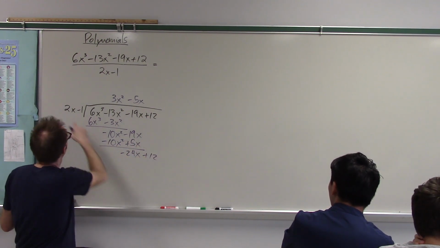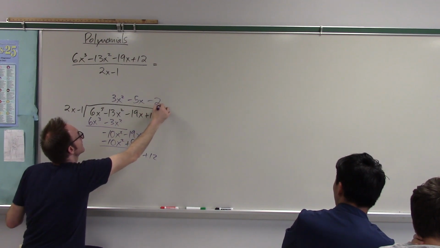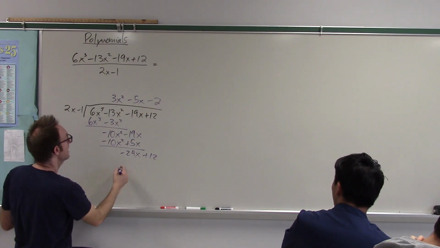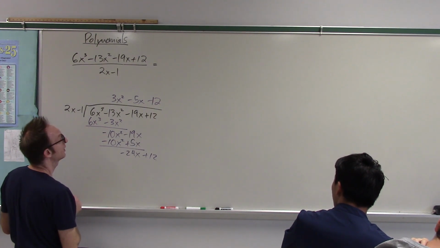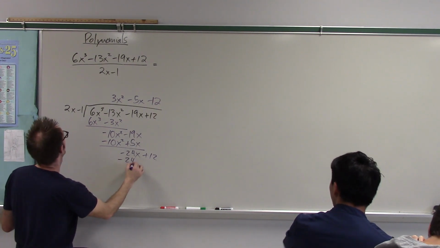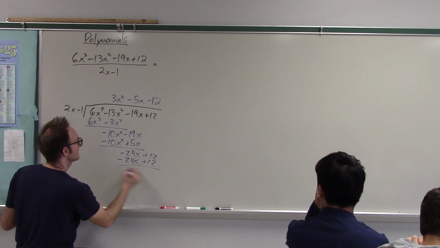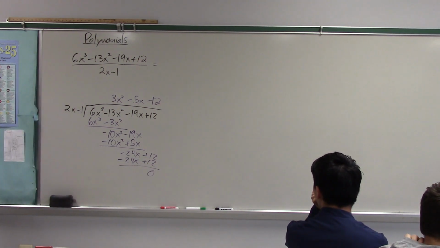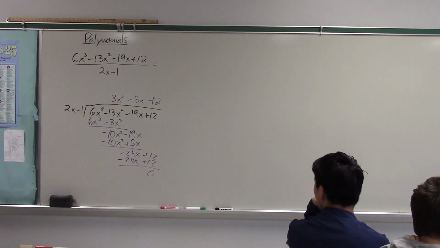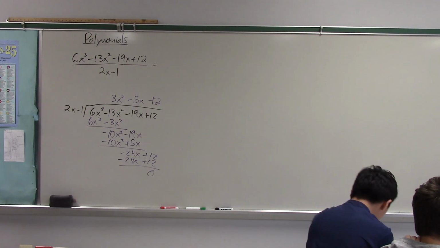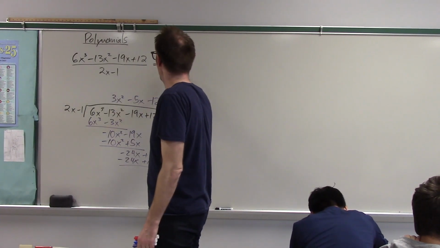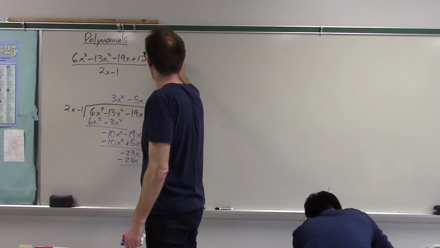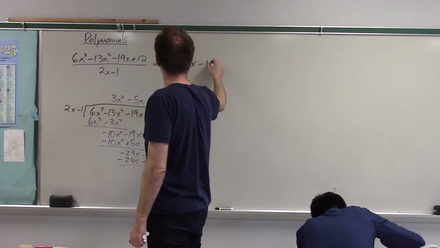Bring down the 12. And finally, that goes in negative 2 times, and you get negative 12. And so you get negative 24x plus 12, and then that's just 0. Woo! How are we doing? Okay, so this time it went in evenly, and therefore we say that the answer to this problem is just 3x squared minus 5x minus 12.